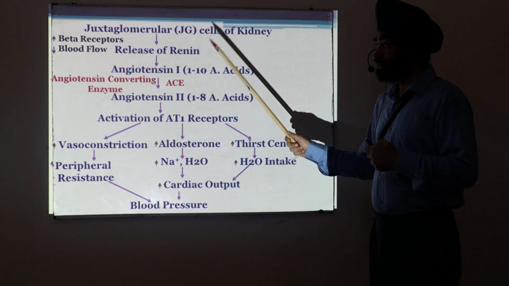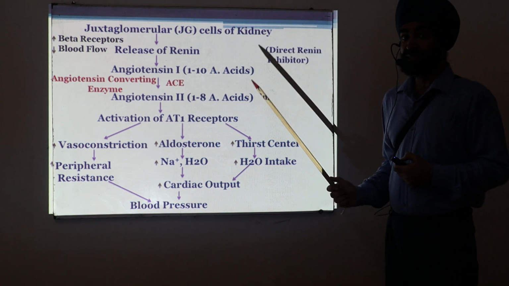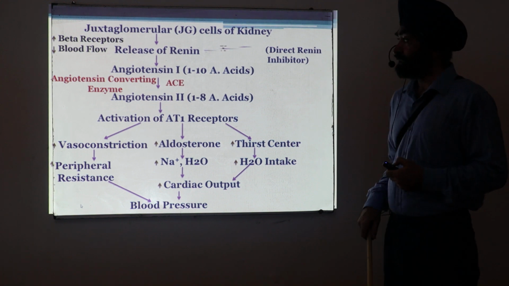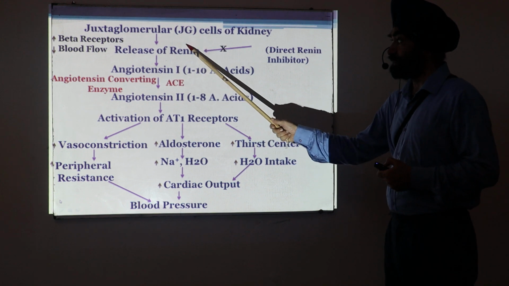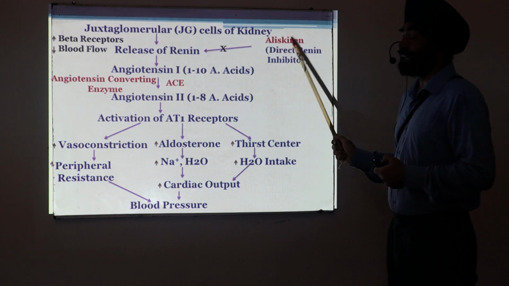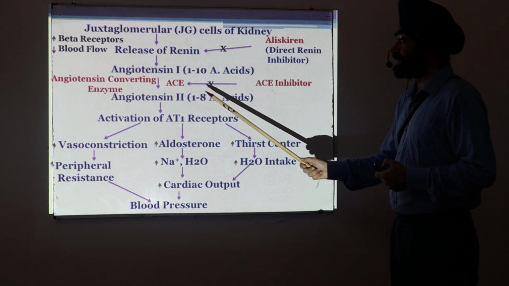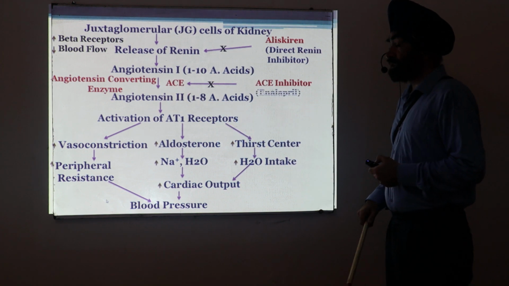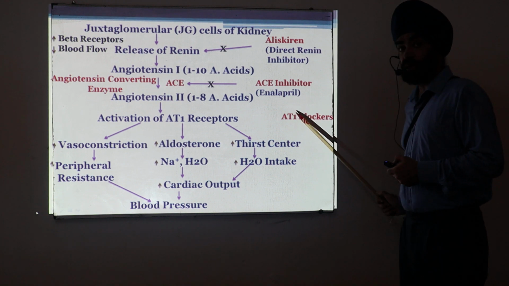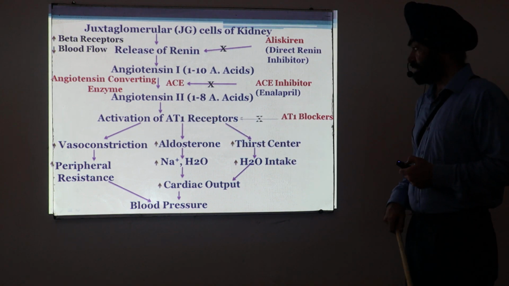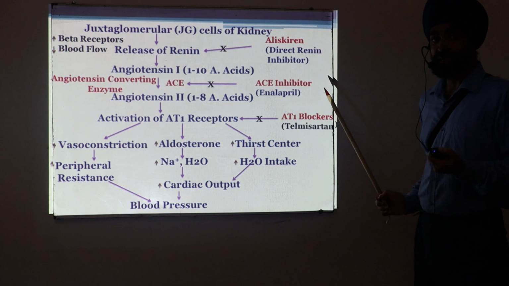Now, this is the physiology. Coming down to the pharmacology, we have the drugs which are direct renin inhibitors, meaning they inhibit this step, renin. Renin is inhibited, and the drug is aliskiren. Then a very important category, ACE inhibitors. They inhibit the enzyme ACE, and one of the prototype drugs is enalapril. Then AT1 receptor blockers. They block these receptors, and the prototype drugs are telmisartan, candesartan, these kinds of things.